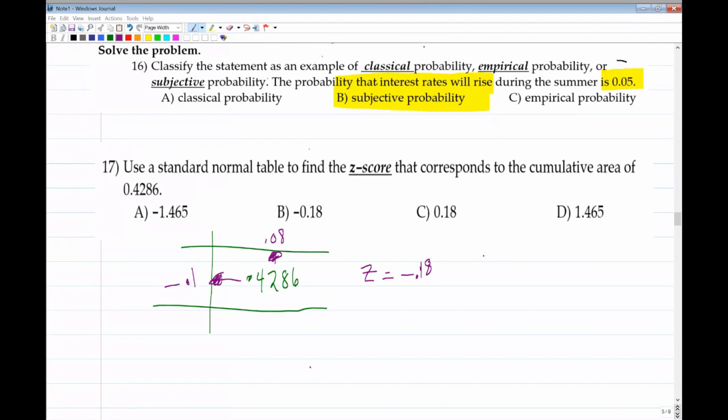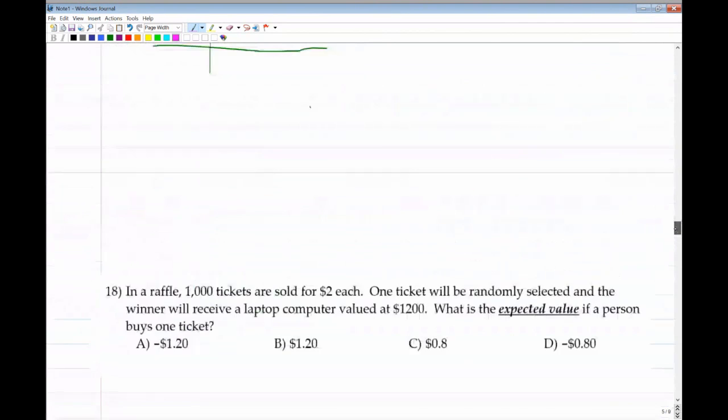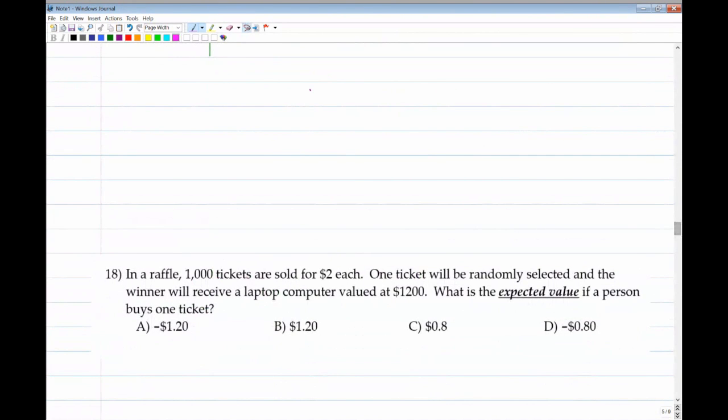If you're using the calculator, then you will be using second distribution, and then you go to number 3, and you input all these values, 0.4286. When you put this value in, it should give you negative 0.1799, which rounds to negative 0.18. So that will be the answer right here. Now we'll move to the next problem.